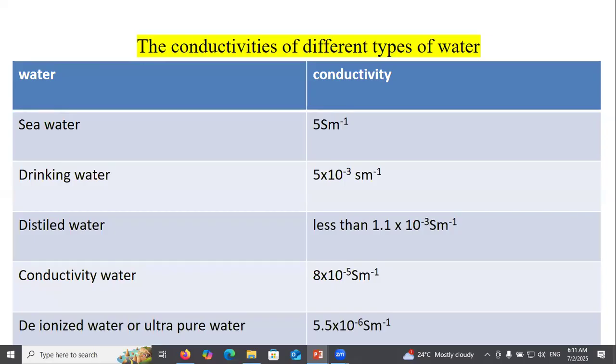The conductivities of different types of water: seawater 5 S per meter, drinking water, distilled water, conductivity water, deionized water or ultra pure water. Drinking water 5 times 10 to the power minus 3 S per meter, distilled water less than 1 times 10 to the power minus 3 S per meter. Conductivity water 1.8 times 10 to the power minus 5 S per meter. Deionized water or ultra pure water 5.5 times 10 to the power minus 6 S per meter.